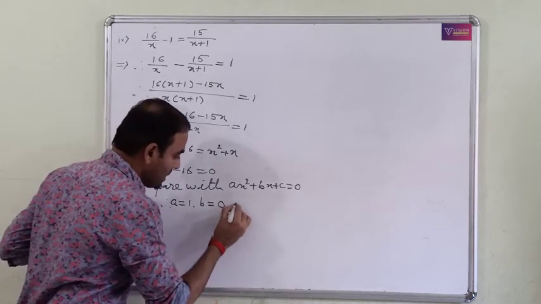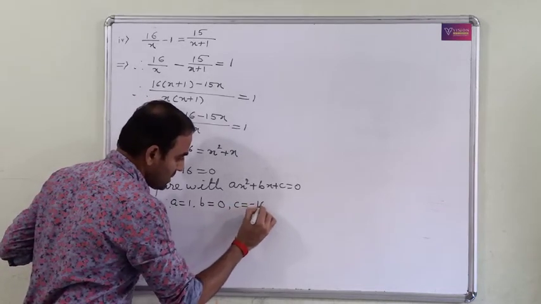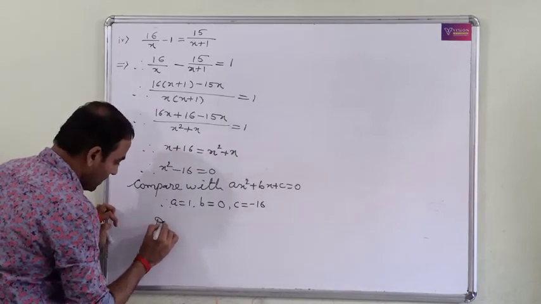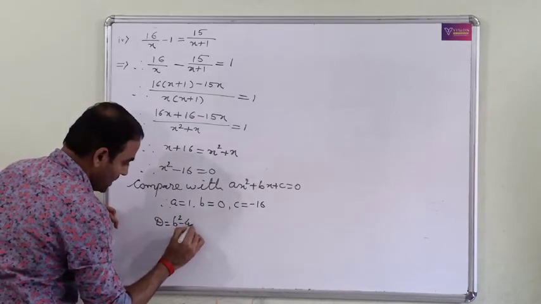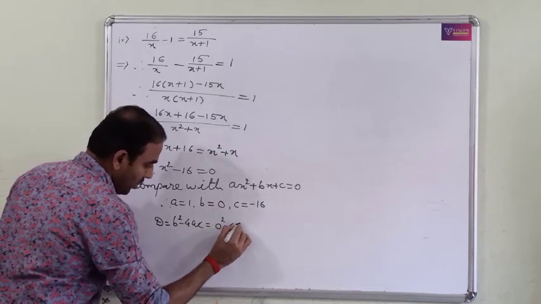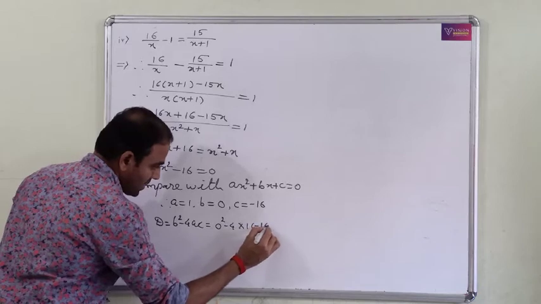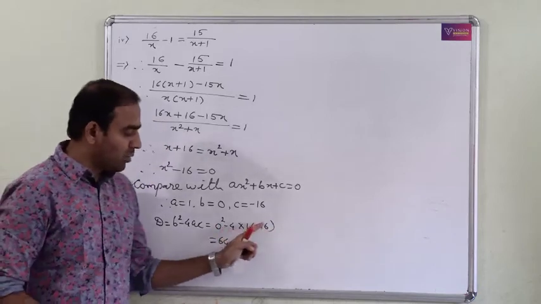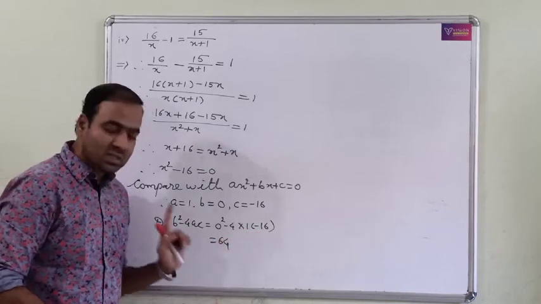So what is the value of c? c is equal to minus 16. Okay. So first of all we have to find the value of discriminant. b square minus 4ac. b square मतलब 0 square minus 4 into 1 into minus 16. So we get 64. Minus into minus plus, 16 fours are 64.